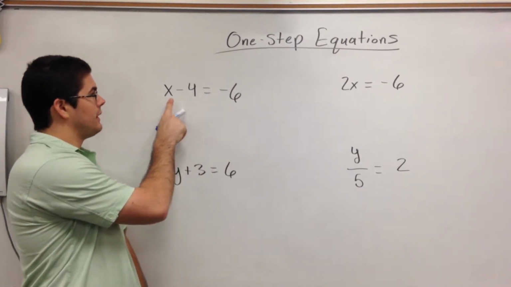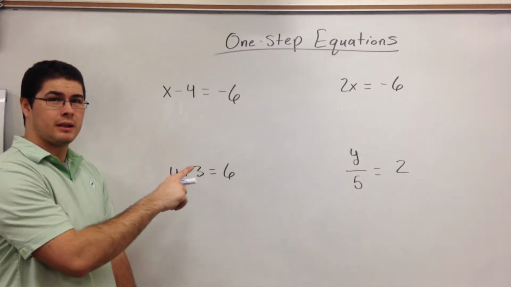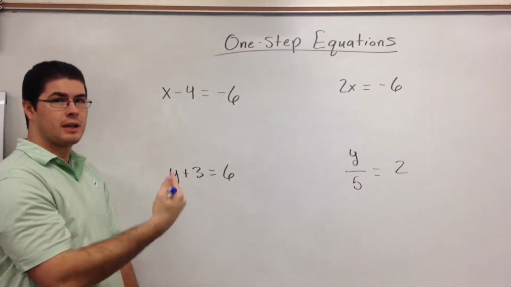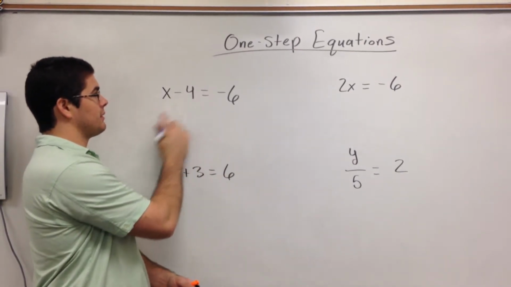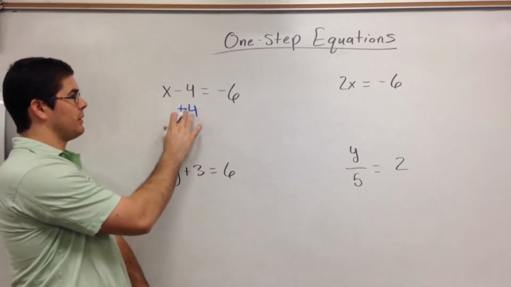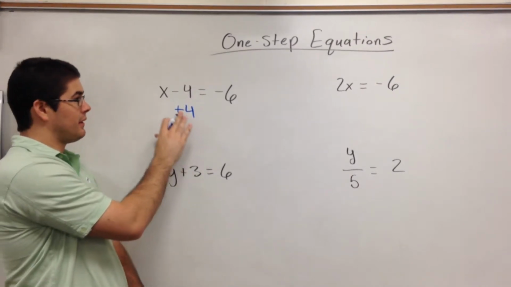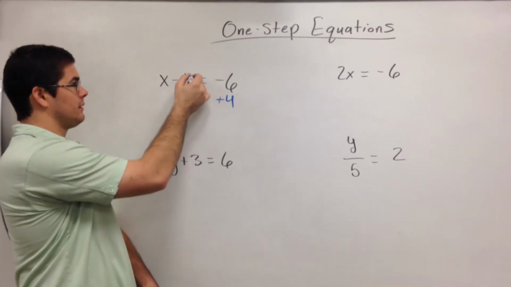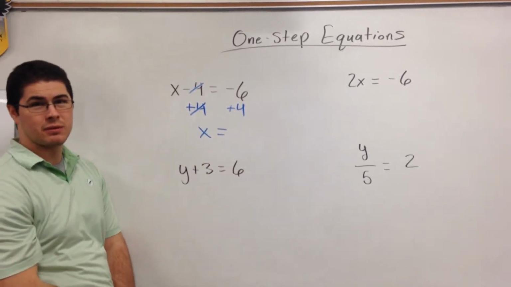Here we have x minus 4, and to get x by itself we need to move the minus 4, okay? To do that we're going to do the opposite, or the inverse, of subtracting 4, which is adding 4, okay? Because negative 4 plus 4 is going to give me 0, which leaves me with just x on the left side. But if I do it on the left side, I have to also do it on the right side, okay? So these give me 0, and I'm just left with x equals, and then negative 6 plus 4 is negative 2.